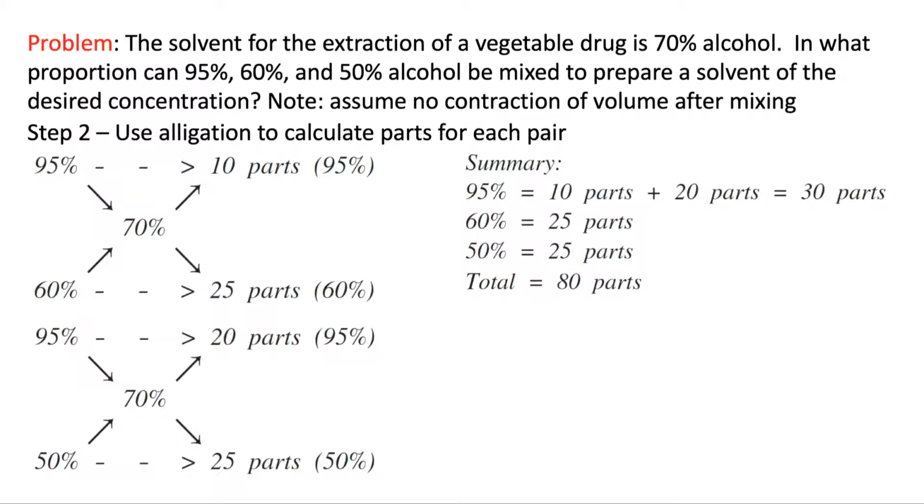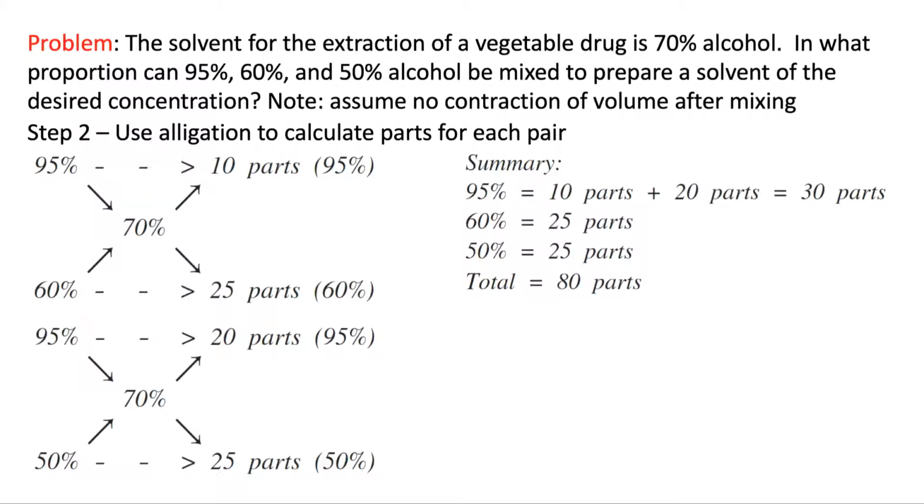So to summarize, of the 95%, we have 10 parts coming from our first alligation pair and 20 parts coming from our second alligation pair. So if we add those together, the 10 plus the 20, to make this total mixture, we will actually have 30 parts total of 95% alcohol. And hopefully you see that 10 parts come from the first alligation pair, 20 parts from the second alligation pair. Therefore, we have a total of 30 parts of 95% alcohol.